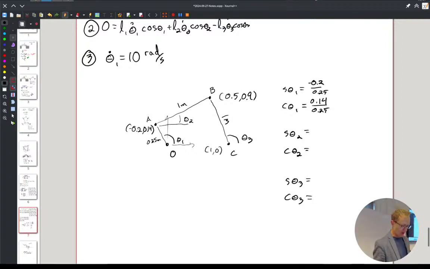Now we get to the trickier ones. Well, at least I think they're a little trickier. So we have to think about this triangle and this triangle, thinking about where those are for sine theta and cosine theta.